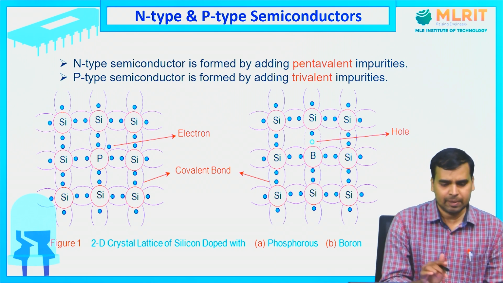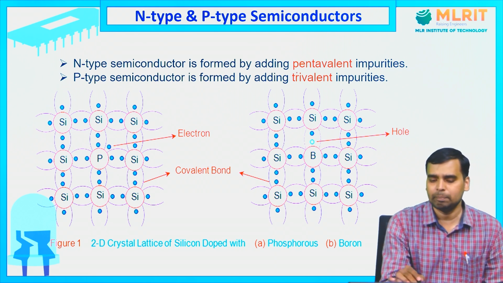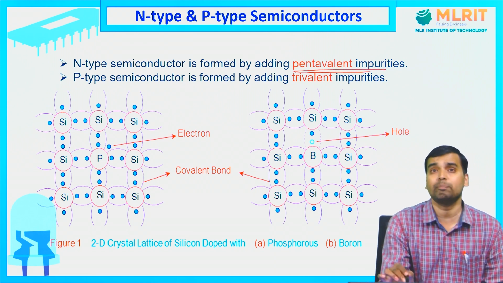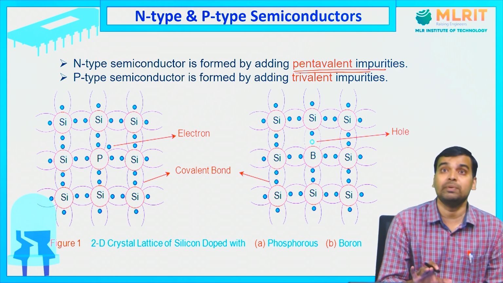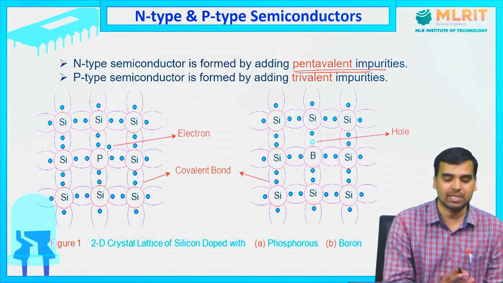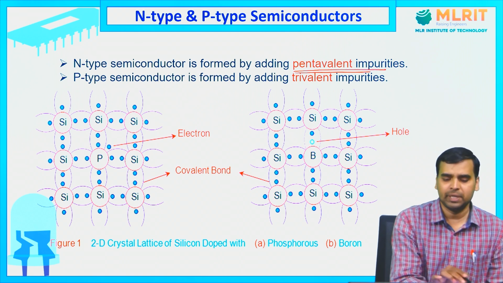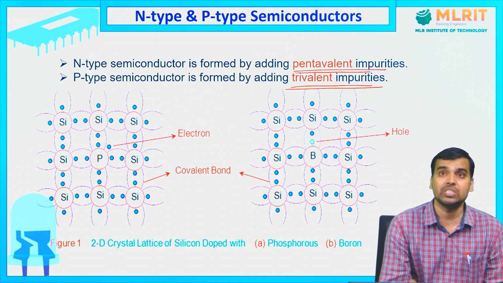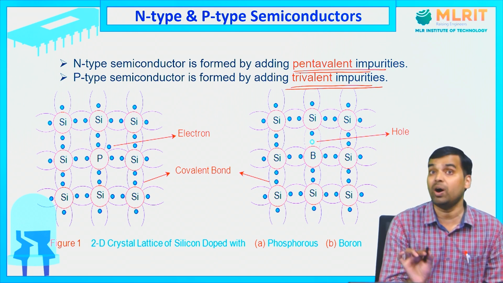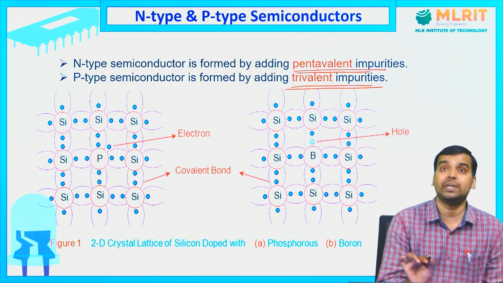Now, here you can see N-type semiconductors are formed by adding pentavalent impurities. When we add pentavalent impurities to the pure semiconductor material, the formed semiconductor materials are called N-type semiconductors. Similarly, P-type semiconductors are formed by adding trivalent impurities. When we add trivalent impurities to the pure semiconductors, the formed semiconductors are called P-type semiconductors.